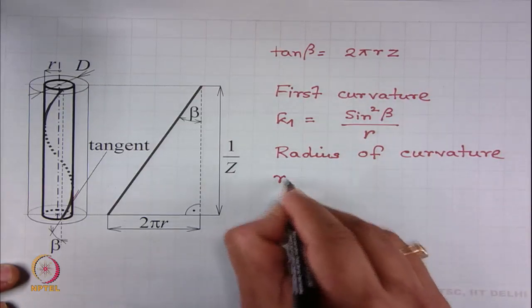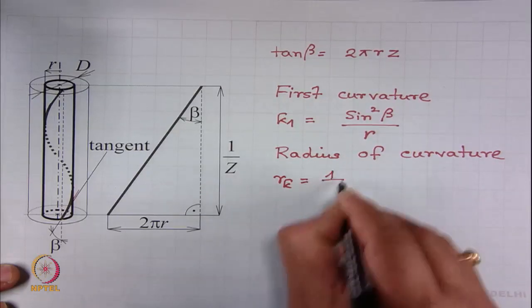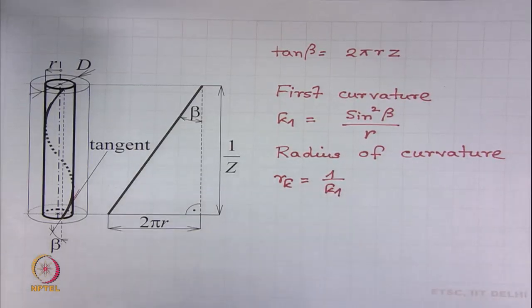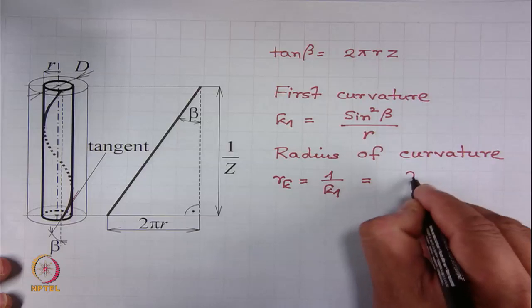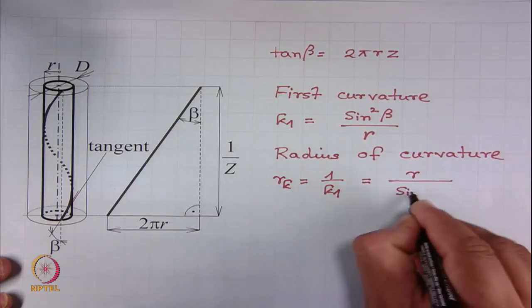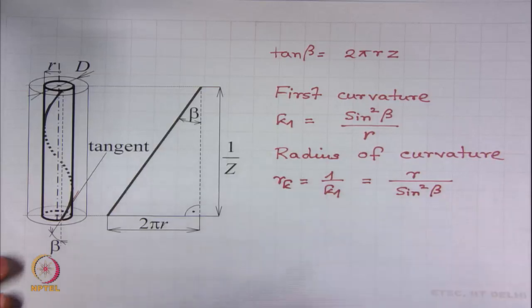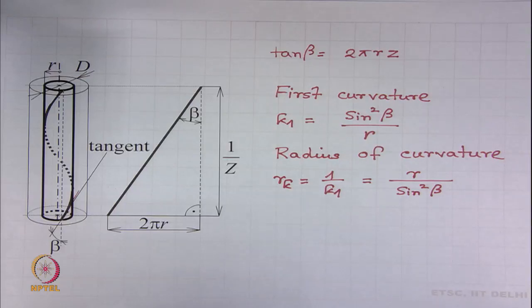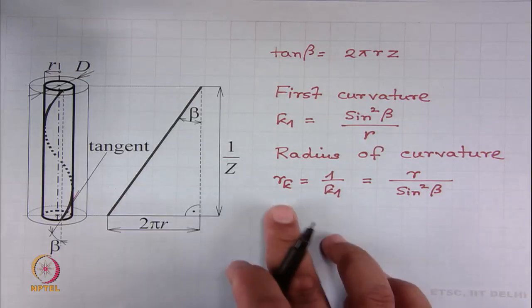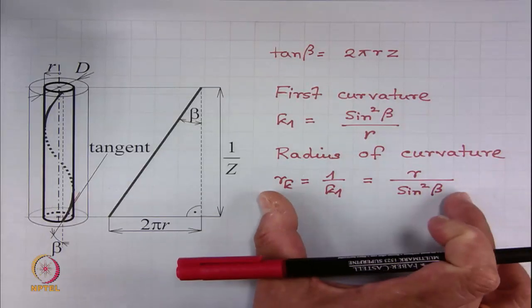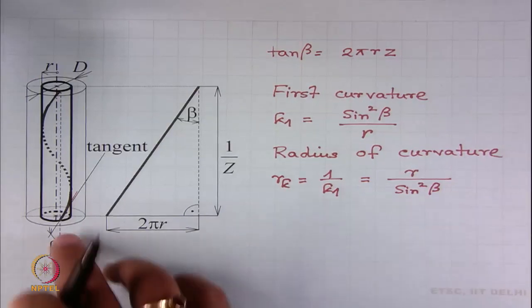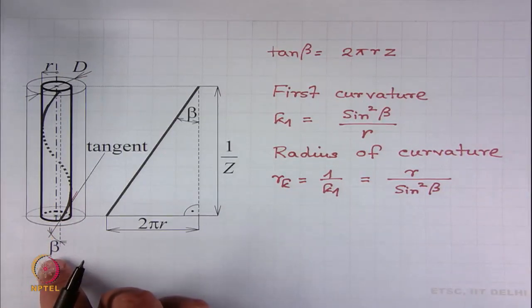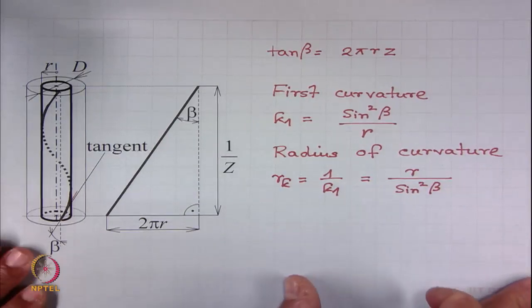Radius of curvature is 1 by curvature, right. So, r by sin square beta. This expression you will require later on: radius of curvature is equal to r by sin square beta. What is beta? Beta is the twist angle at radius r, and r is radius, okay.